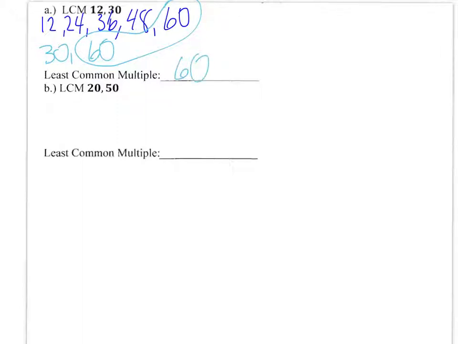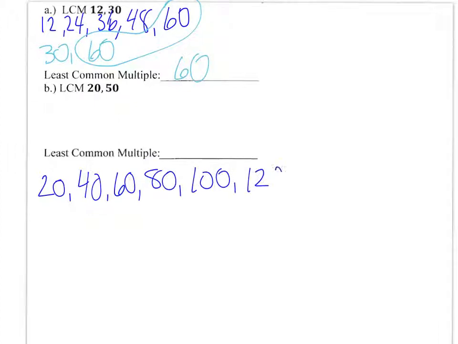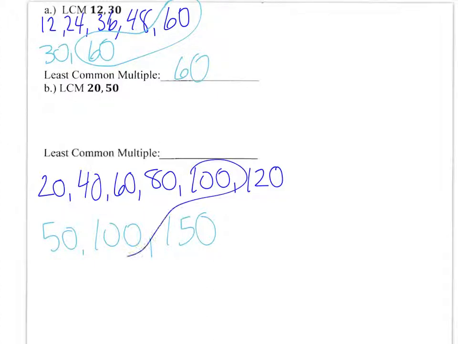Now let's try 20 and 50. And I'm going to do it down here because I've got a little more room. So I've got 20, 40, 60, 80, 100, 120. Let's see if that goes far enough. And then I'll have 50, 100, 150. Do you see it? I do. 100 is their least common multiple.